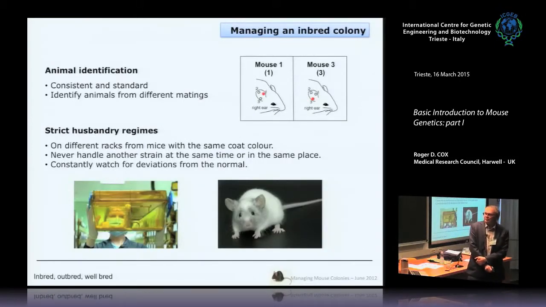In managing your colonies, you need to be able to identify individuals, so there are ear-coding schemes that you can use, and other more sophisticated ways of tracking mice like chipping. You need fairly strict husbandry regimes, so it helps to have different racks for different coat colors or different mutations. Don't handle them at the same time or in the same place. Watch for deviations from normal, because you will get drift. So there are various procedural things you can do to try and maintain the integrity of your stocks.